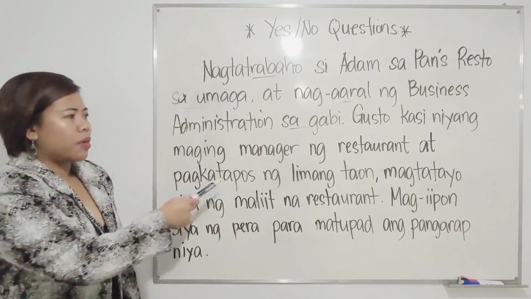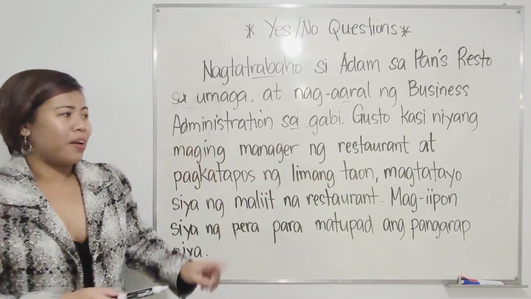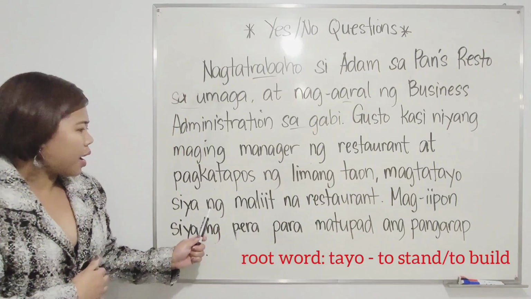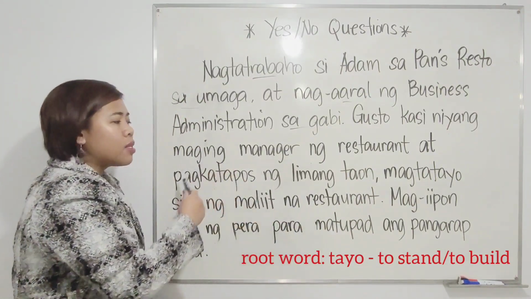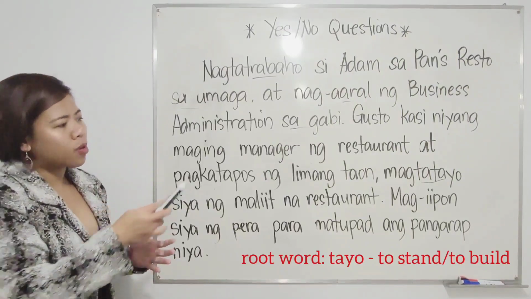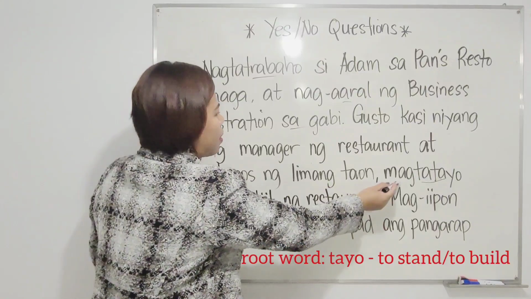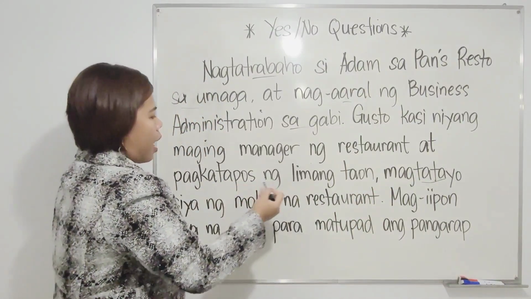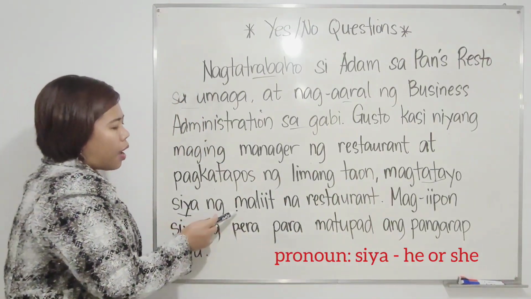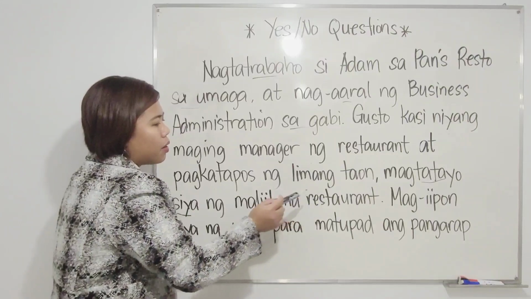And pagkatapos is after. And after 5 taon. What is this again? 5 is 5. Taon is what? Year. So, and after 5 years, pagkatapos ng 5 taon, magtatayo siya ng maliit na restaurant. So, it's talking about restaurant again. So, after 5 years, magtatayo. From the word tayo, to stand. Actually, the exact translation of the word tayo is to stand. But this one, magtatayo is to build. In this sentence, magtatayo means to build. Magtatayo is in the future tense. After 5 years, he is going to build a small, maliit is small, a small restaurant. After 5 years, he's going to build a small restaurant.